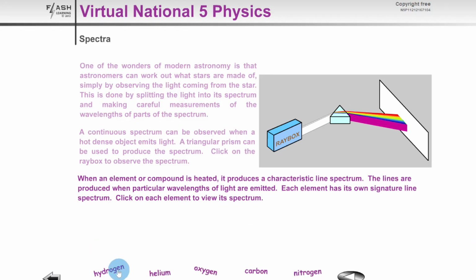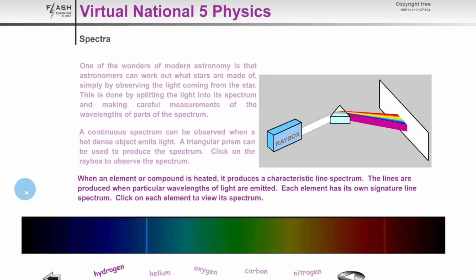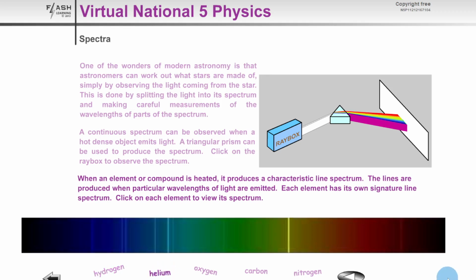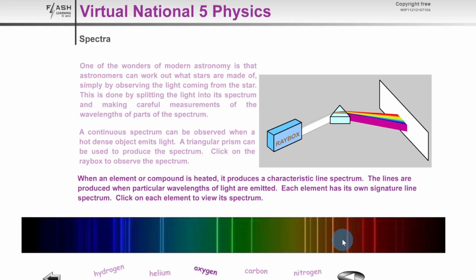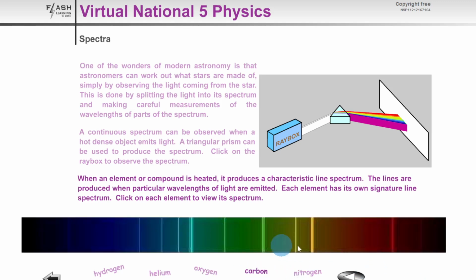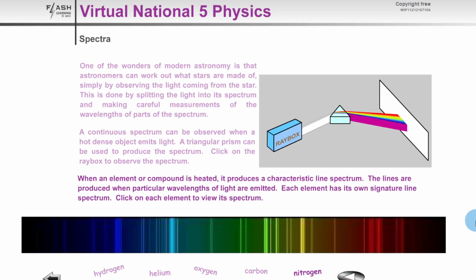So if we look at hydrogen to begin with, there's its unique line spectrum where we've got some more prominent lines like this red one here and this blue one over here. If we look at helium, it's different because it's got this yellow line which is more prominent here and some more blue lines there. If we then go to oxygen, you'll see lots more distinct lines there. If we then go to carbon, we've got even brighter lines for that one. And lastly, nitrogen, which looks different again.